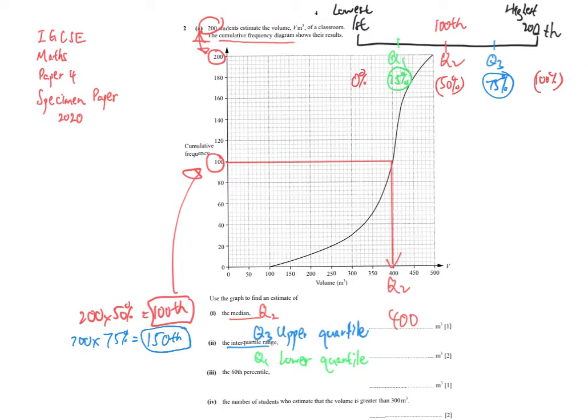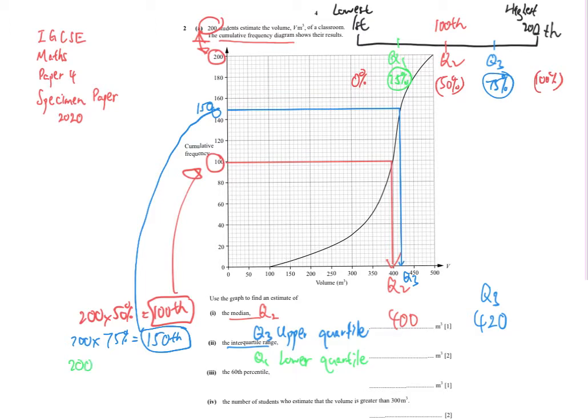Alright, so we find it again. I find the 150 line here, and then we add a horizontal line like this until we touch the curve, and then we add the vertical line down there, and then we can get Q3. You can see that Q3 is 420.